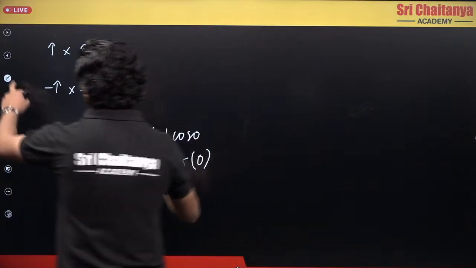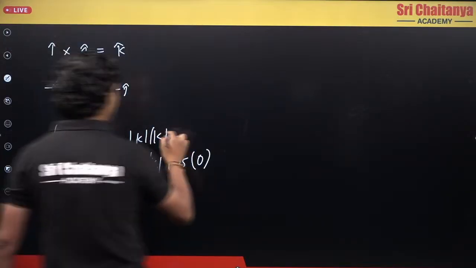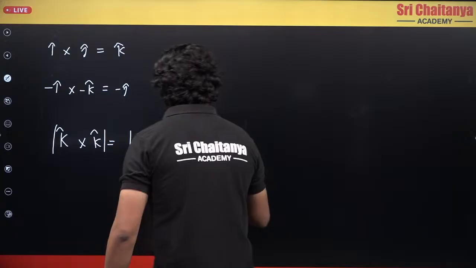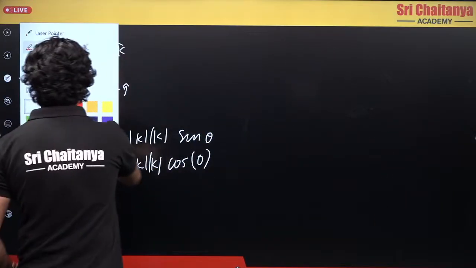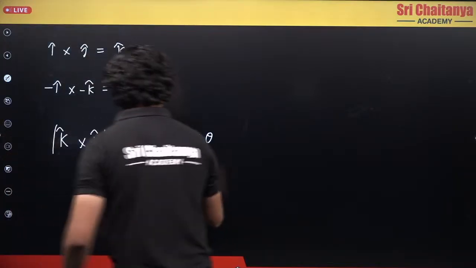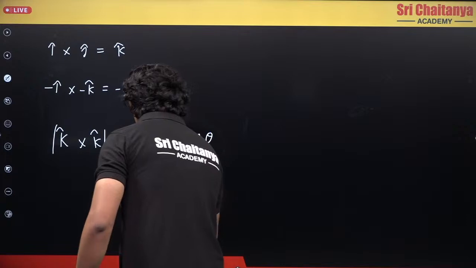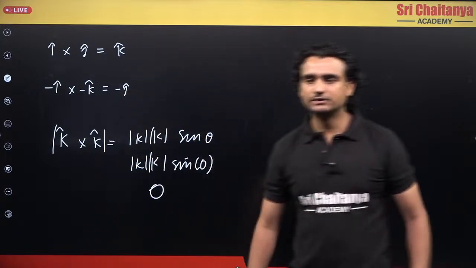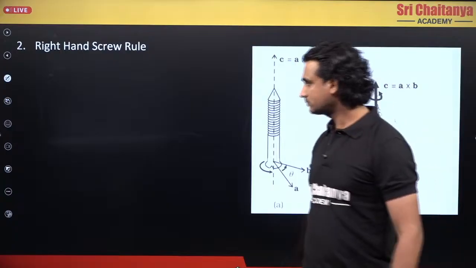right? Sorry, this will be sine, not cos, because cos is used for dot product, right? So this will give me sine theta or sine 0. And what is sine 0? Sine 0 is equal to 0 only, right? So this will give me 0. So we can say that k cross k is equal to 0.